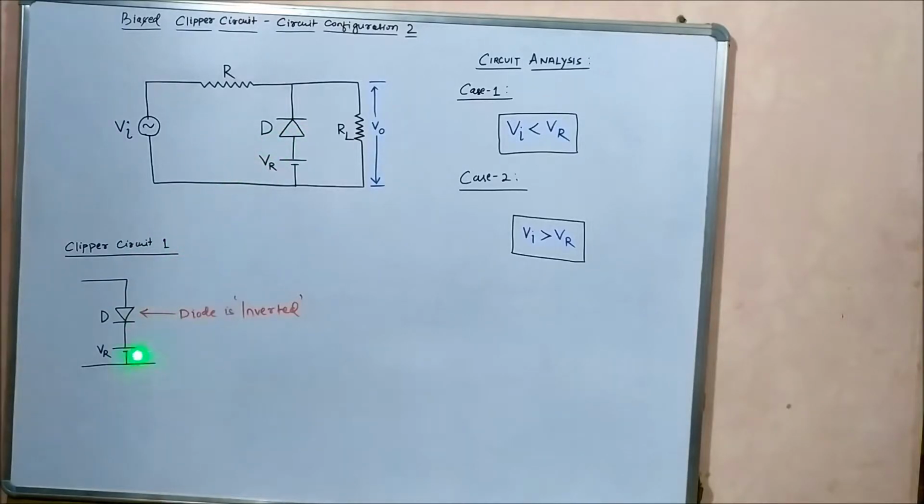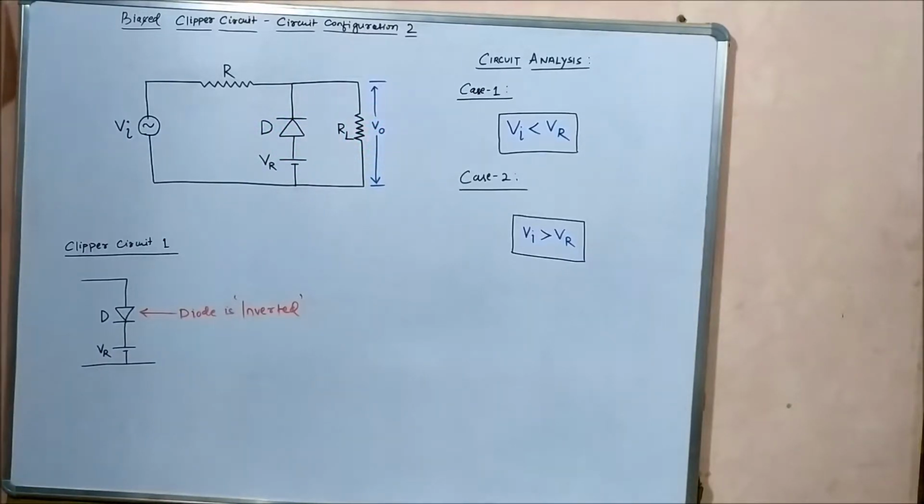The reference voltage is the same, but only the direction of the diode is changed. The direction of connection of the diode is changed. So in this circuit it is connected in this fashion. In the previous video related to bias clipper circuit, the configuration 1 which we discussed, the diode was connected in this fashion. So let us see how this change in the position of the diode connection affects the output waveform.